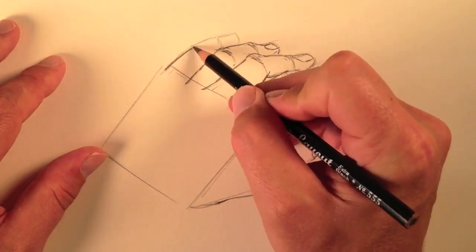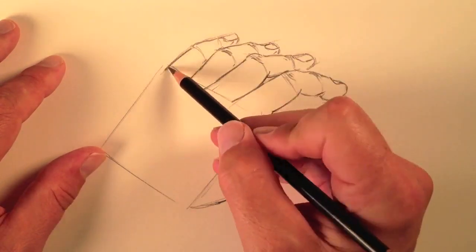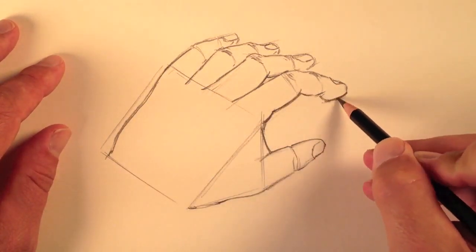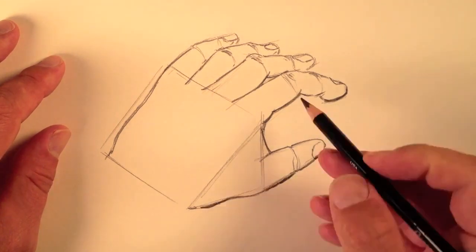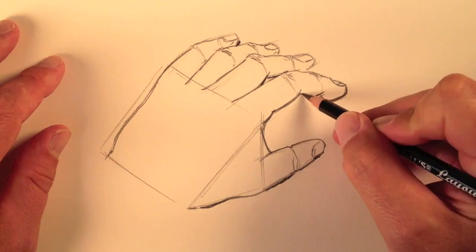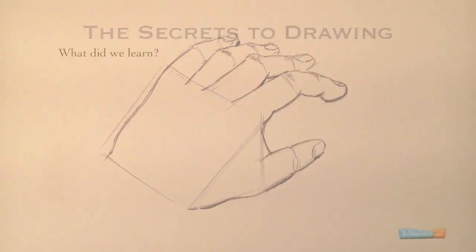So here again, we've taken a subject matter that most people believe is very difficult to draw, and we've simplified it into shapes. I hope that you can see that breaking objects down into shapes will make drawing actually very easy, and you can draw anything that you want to.